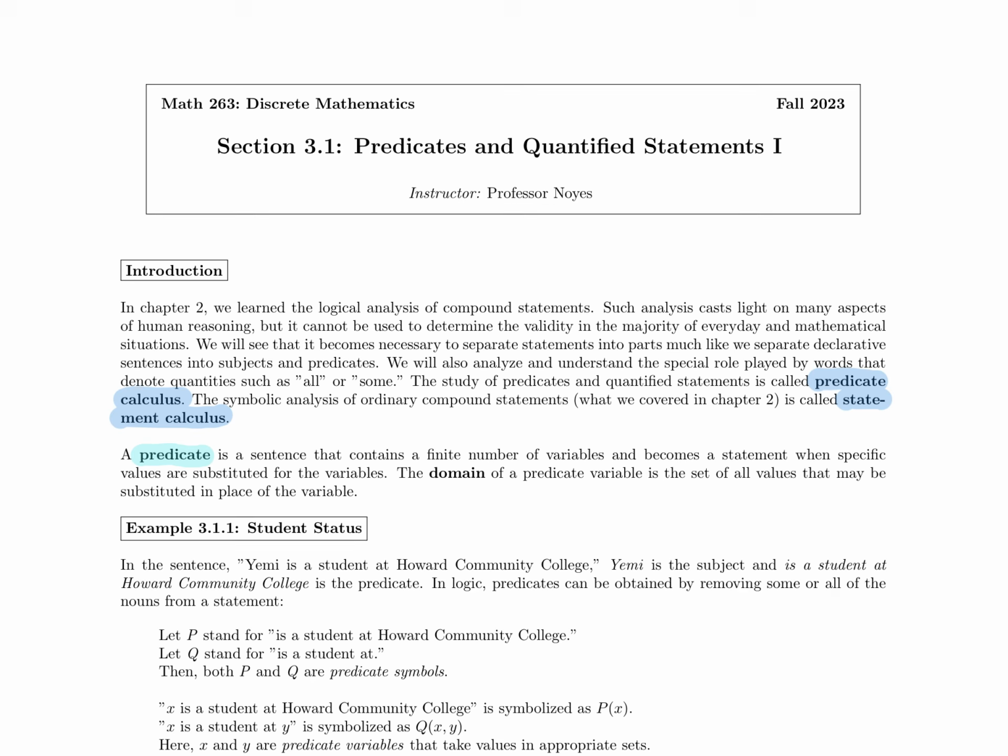This predicate also has a domain. The domain of a predicate variable is the set of all values that may be substituted in place of the variable. A lot of this is going to sound like mathematical functions from algebra. We're going to have a domain, and we're going to be able to substitute in different values from that domain to evaluate our predicate. It sounds very similar to functions, and hopefully it'll help us ease into our study of functions when we get out to Chapter 7.